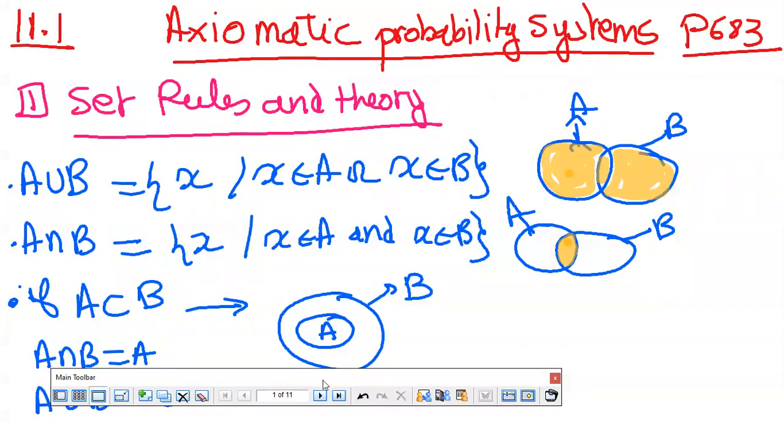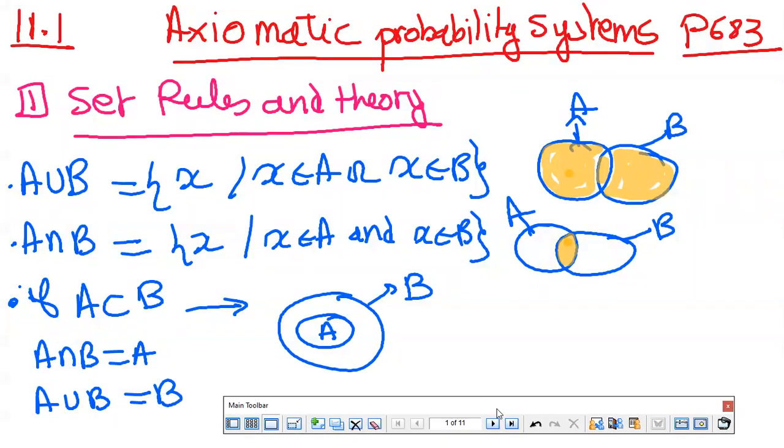So now we are in lesson 11.1, the axiomatic probability system. We start with the first part, set rules and theory. We are going to learn a little bit about the language of probability.